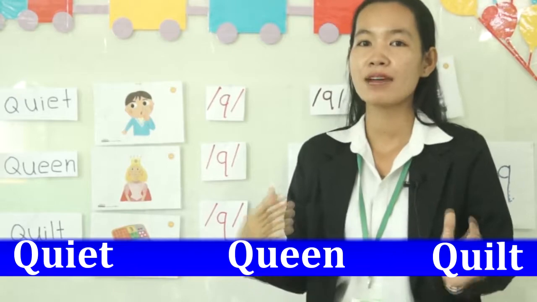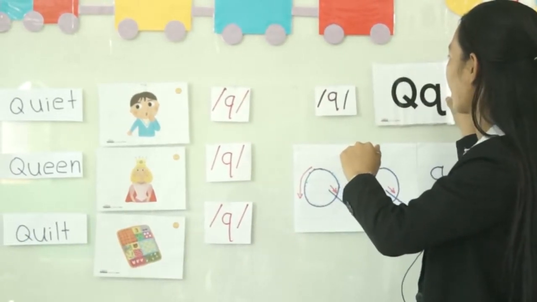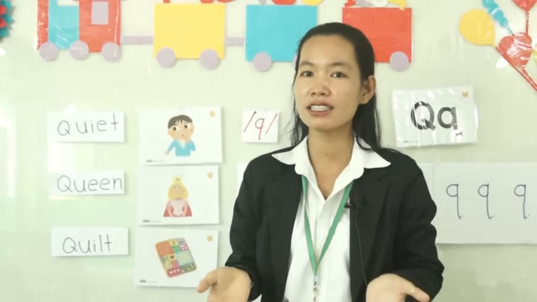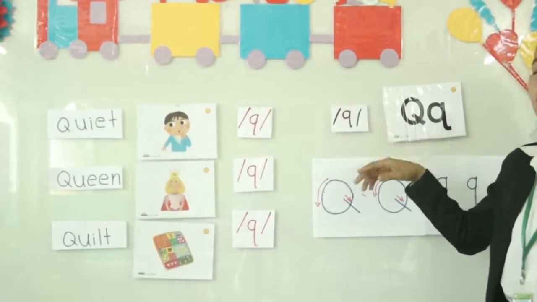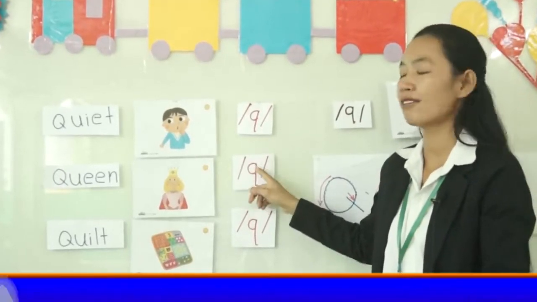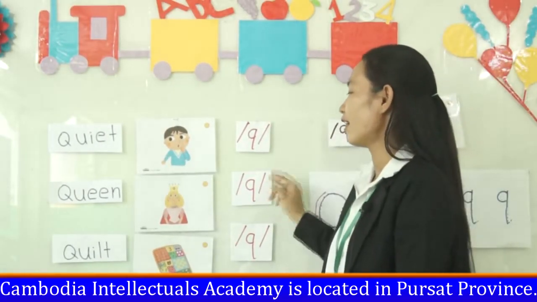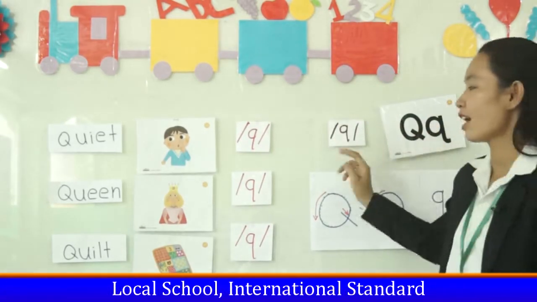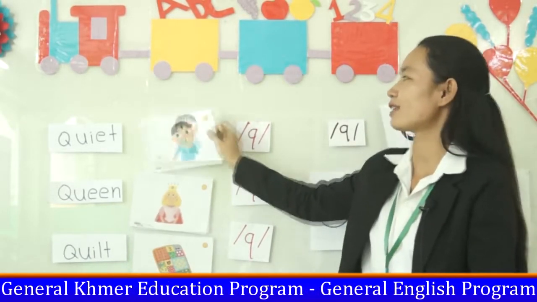Okay, now let's practice with me about the song. Q is for quiet. Q is for queen. Okay? Practice with me.